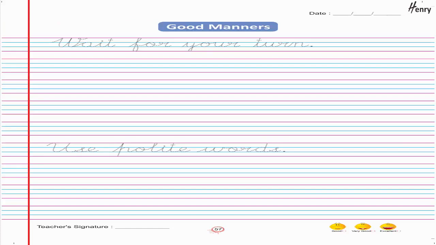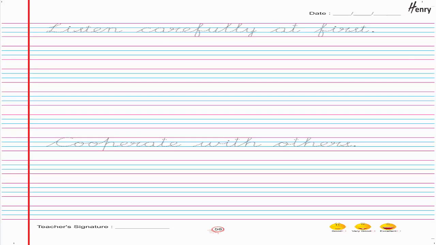Good manners. Wait for your turn. Use polite words. Listen carefully at first. Cooperate with others. Show your appreciation. Give compliments.